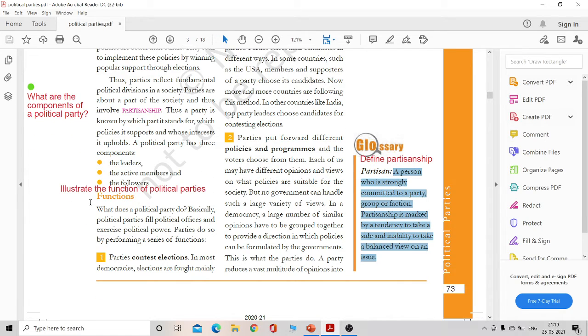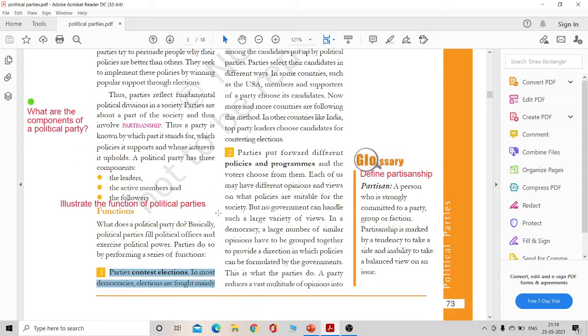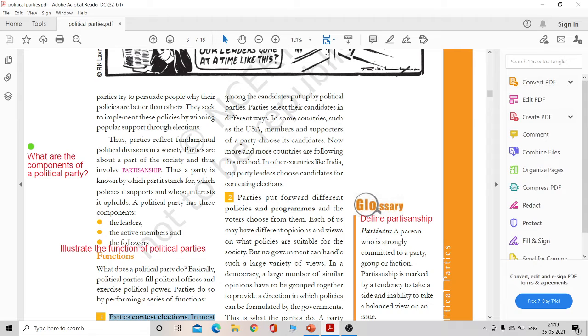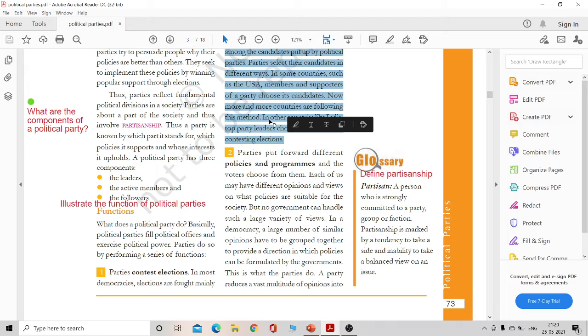Now, coming to the next question, illustrate the functions of political parties. This is given in a very nice manner in the book itself. So, parties contest elections, right? For each point which is elaborated, you have to take up the major section. Parties contest elections, and there are candidates who are put up by political parties, and they select their candidates in different ways. You can thereon give examples like India, where top party leaders choose candidates for contesting elections. So that becomes your point number 1.